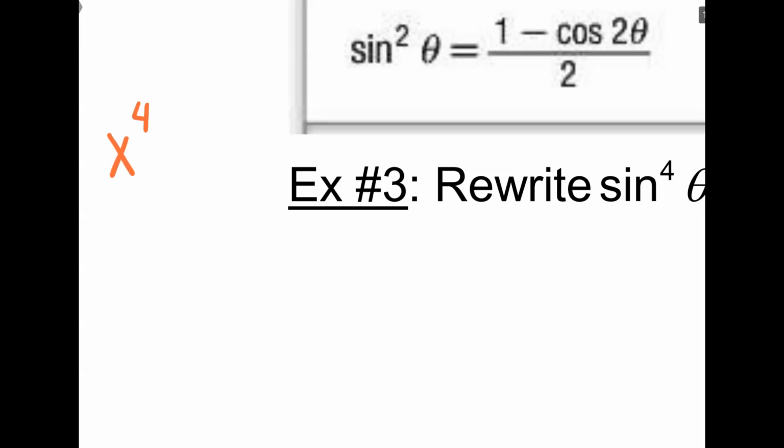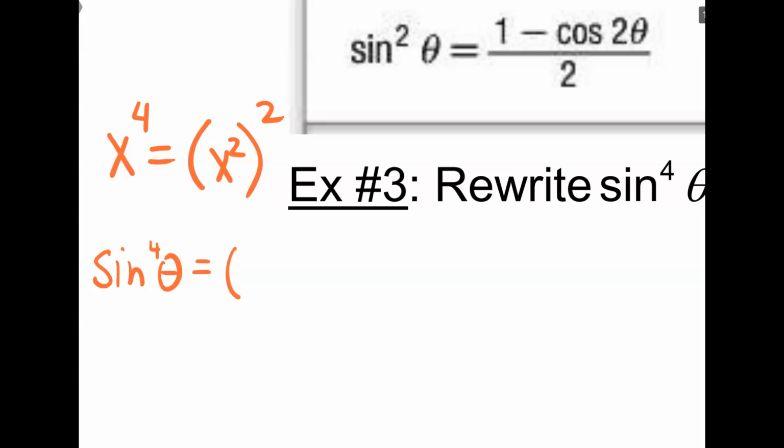How can I rewrite x to the 4th? X squared to the what power? 2nd. Okay, cool. So I could literally rewrite sine to the 4th theta as sine squared theta squared. Yeah? Maybe no? Okay. Cool.